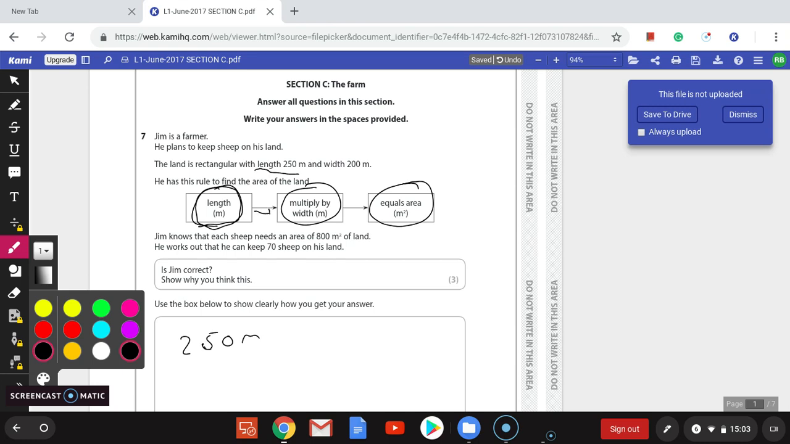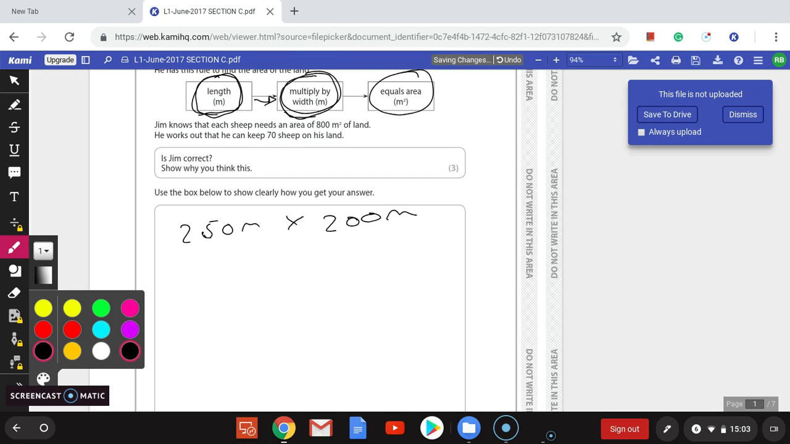Then the next part, it says multiply by the width, and we know the width is 200 meters. So if you multiply both of those together, you get 50,000. Make sure you use a calculator, and the answer, it says, is in meters squared. Okay, so we've found the area of his field is 50,000 meters squared.